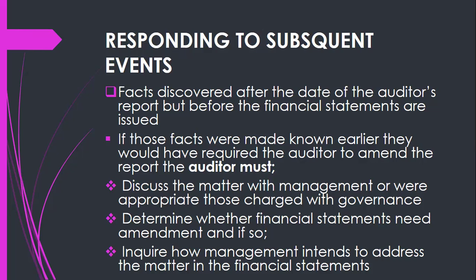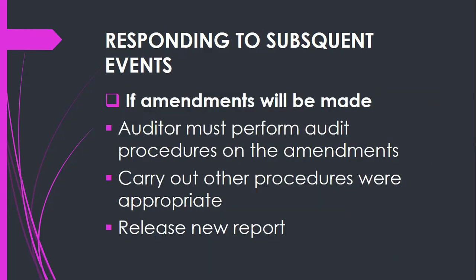The auditor must discuss with management, or where appropriate, those charged with governance, and the auditor must determine whether the financial statements are going to be amended. And if they're going to be amended, the auditor must inquire from management how that particular amendment is going to affect the financial statements, right? So if amendments are made, the auditor needs to carry out procedures on those amendments, right? And when the auditor carries out those procedures on the amendments, it needs to release a new report.